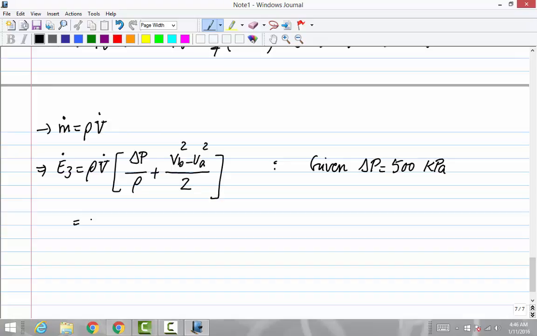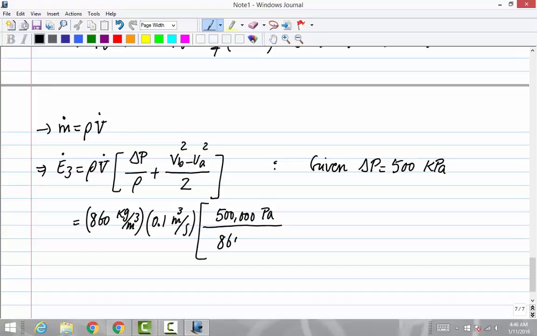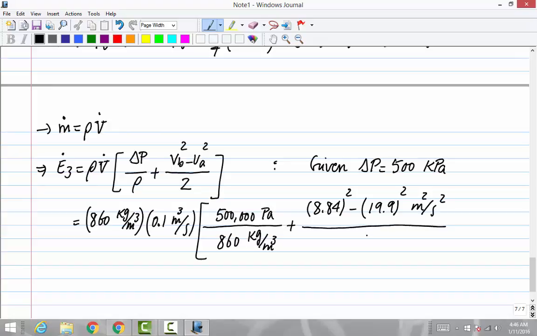Therefore, the density is given, 860 kilogram per meters cubed, in the text. Volumetric flow rate is 0.1 meters cubed per second. The change in pressure should be in SI unit, which is 500,000 Pascal, divided by the density, as I mentioned before, plus the outlet velocity 8.84 squared minus 19.9 squared, and the unit is meter squared because everything now is squared, divided by 2. So E dot 3 is 36.3, right?